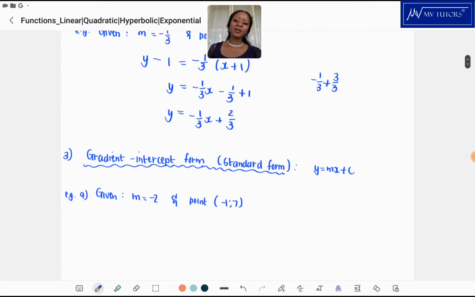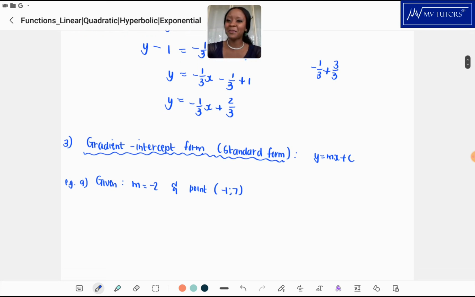Now, a third way of doing it is the gradient intercept form. That is the standard form, the one that I normally use, the one that I like. So you know your equation is y is equal to mx plus c. If you have a gradient and you have a point, you can substitute those in the formula so that you can get the value of c. Once you have the value of c, you can go back and write the equation.